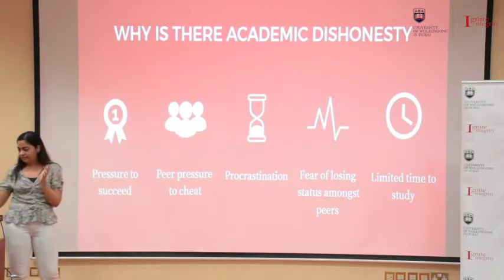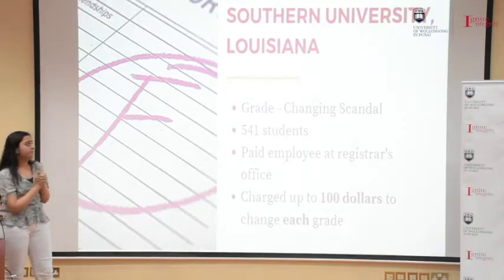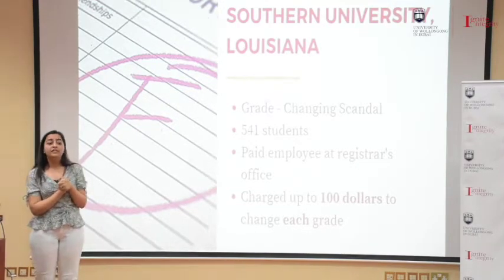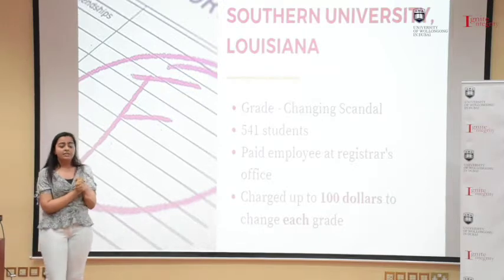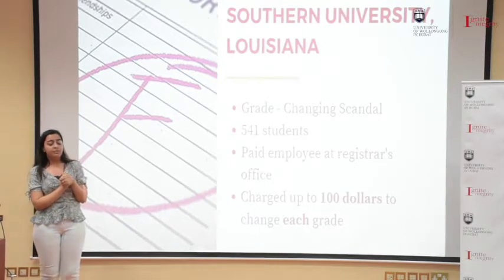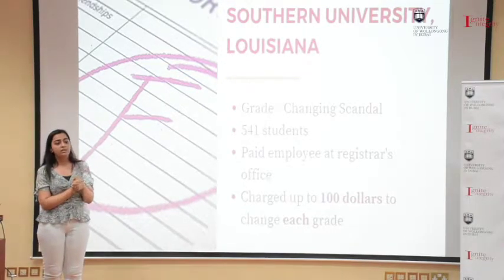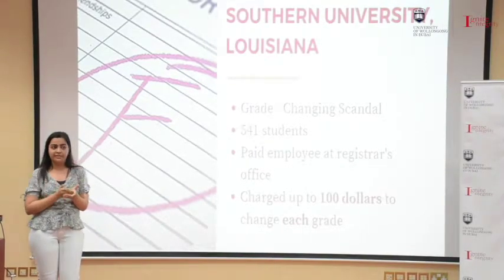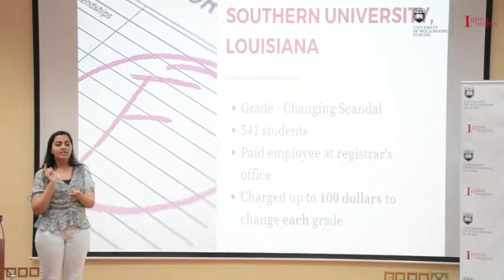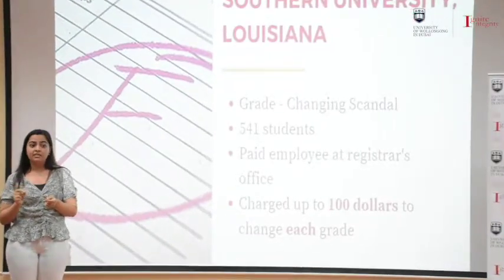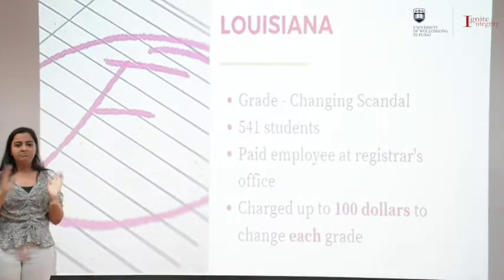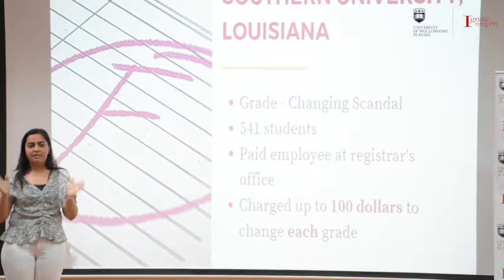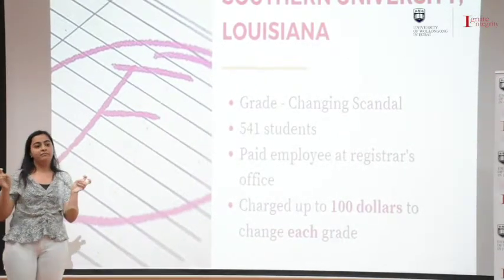Another case study that I found was of Southern University, again in America, and they were involved in a great cheating scandal. Now, this was also a few years ago, where about 541 students got their grades changed. They had paid a worker who was working in the registrar's office, and she was paid $100 for changing each grade. 541 students, minimum of 2 subjects, okay? $100 for each grade. Imagine the amount of money she made.